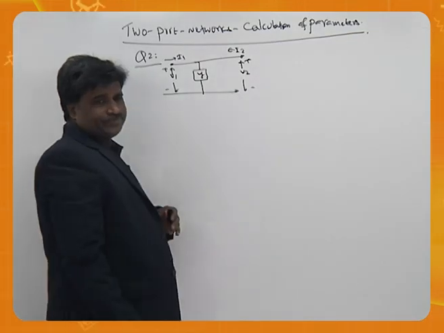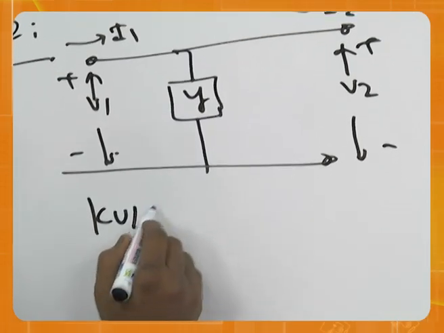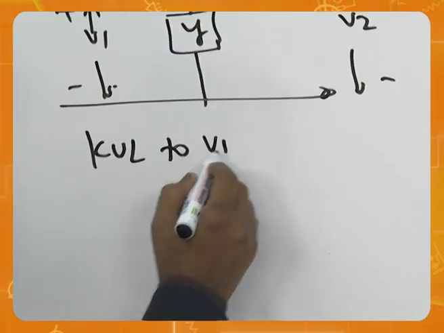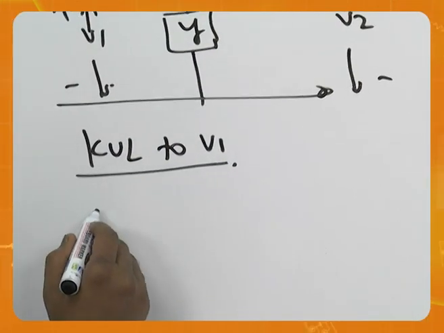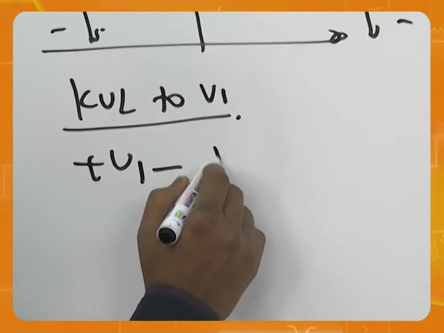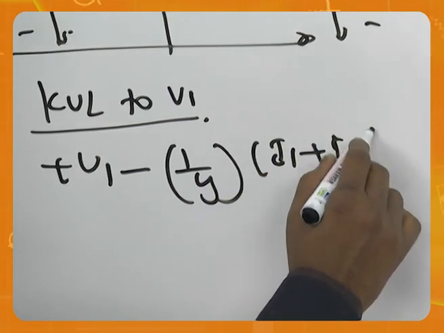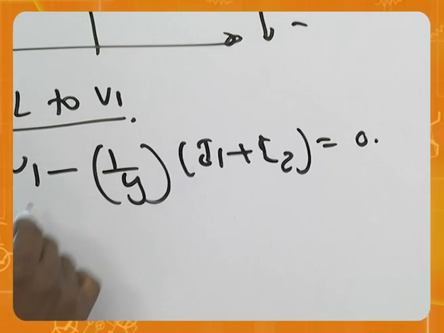This is Y. Now what I will do is KVL to loop 1: plus V1 minus 1 by Y (I1 plus I2) equals 0.